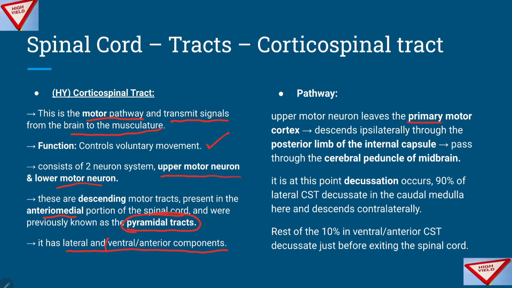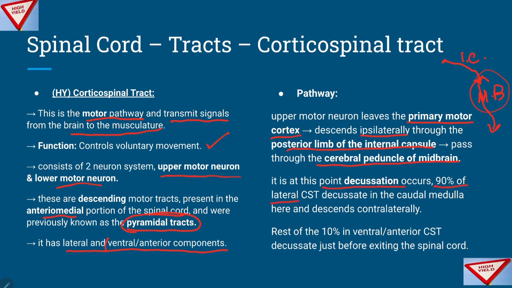Pathway: upper motor neurons leave the primary motor cortex. It will descend ipsilaterally, same side, through the posterior limb of the internal capsule, and pass through the cerebral peduncle of the midbrain. So its pathway is cerebral cortex coming down ipsilaterally, primary motor cortex descending right here through the posterior limb of the internal capsule. We have discussed the internal capsule in the previous lecture, so please review that if you haven't done so. Pass through the cerebral peduncle of the midbrain, and then it will decussate at this point. So at this point the decussation will occur.